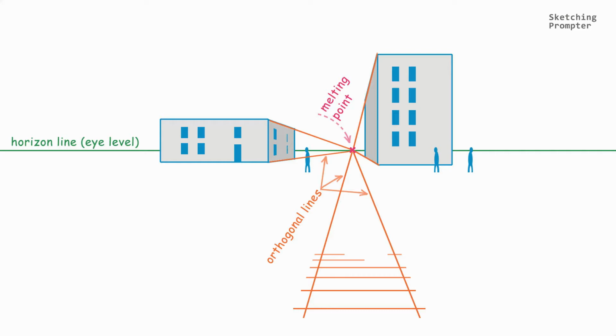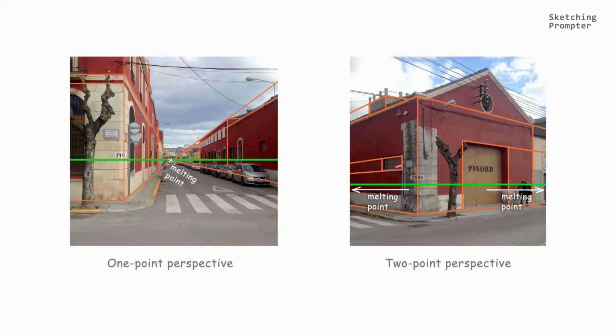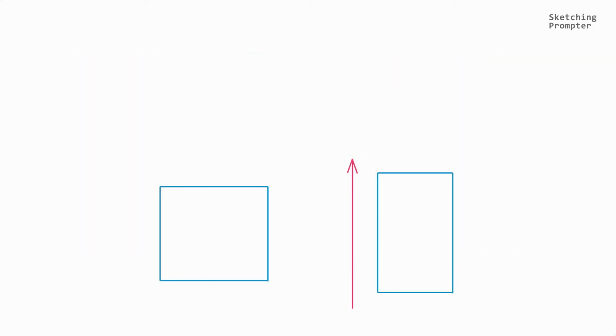There are two mostly used perspective schemes: one-point perspective and two-point perspective. Here we are speaking of the quantity of melting points. In the one-point perspective scheme, our line of sight is directed in parallel with the lines of depth of our boxes. Here is the top view.